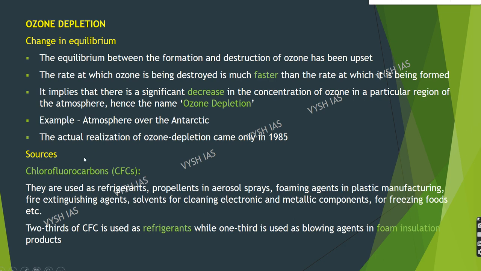Sources of ozone depletion: chlorofluorocarbons, CFCs. These molecules are made up of chlorine, fluorine and carbon. They are used as refrigerants, propellants in aerosol sprays, foaming agents in plastic manufacturing, fire extinguishing agents, solvents for cleaning electronic and metallic components, or freezing foods, etc. Two-thirds of CFC is used as refrigerants, while one-third is used as blowing agents in foam insulation products.